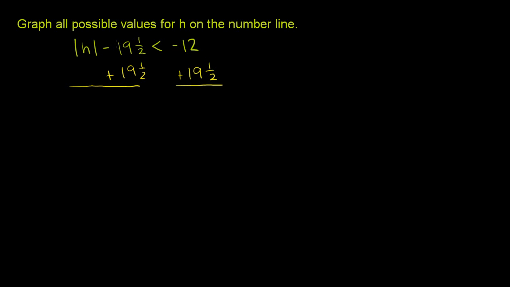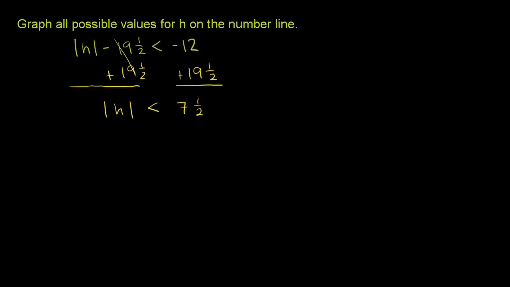19.5. On the left-hand side, these guys obviously cancel out. That was the whole point. And we are left with the absolute value of h on the left-hand side is less than. And then if we have 19.5 essentially minus 12, 19 minus 12 is 7. So it's going to be 7.5. 7 and 1/2. So now we have that the absolute value of h is less than 7.5. So what does this tell us?